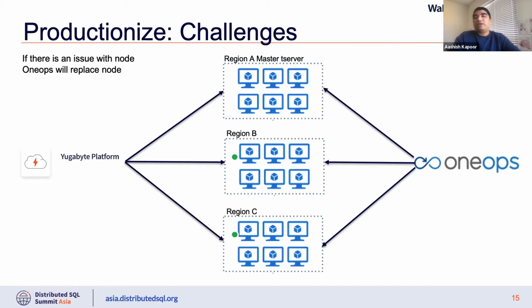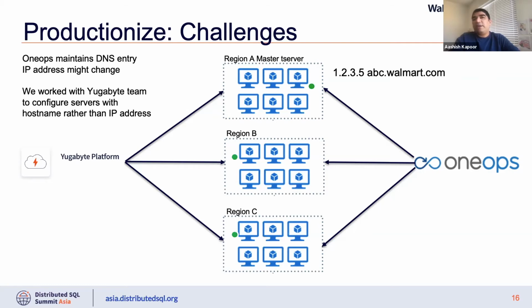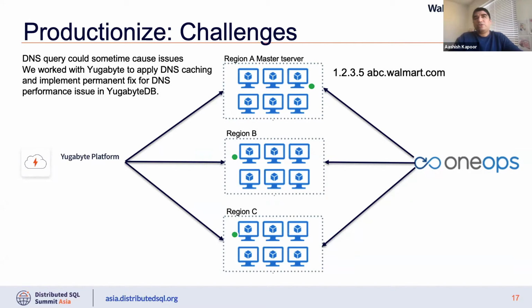If there is a node failure, OneOps will replace the node. And it will make sure that the DNS name is maintained, but the IP address might change. Initially, there was an issue with this as YugaWare was only capable of entering servers with the IP address. We worked with the Yugabyte team to configure servers with host name rather than IP address. And that really helped us in solving this problem. Now, when you use DNS, queries could sometimes cause issues. We worked with Yugabyte to apply DNS caching and implement a permanent fix for DNS performance issues in YugabyteDB.